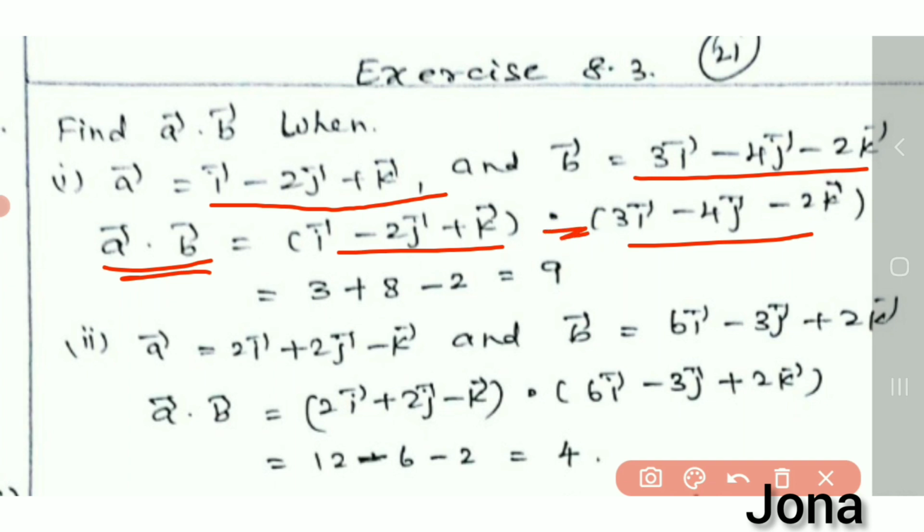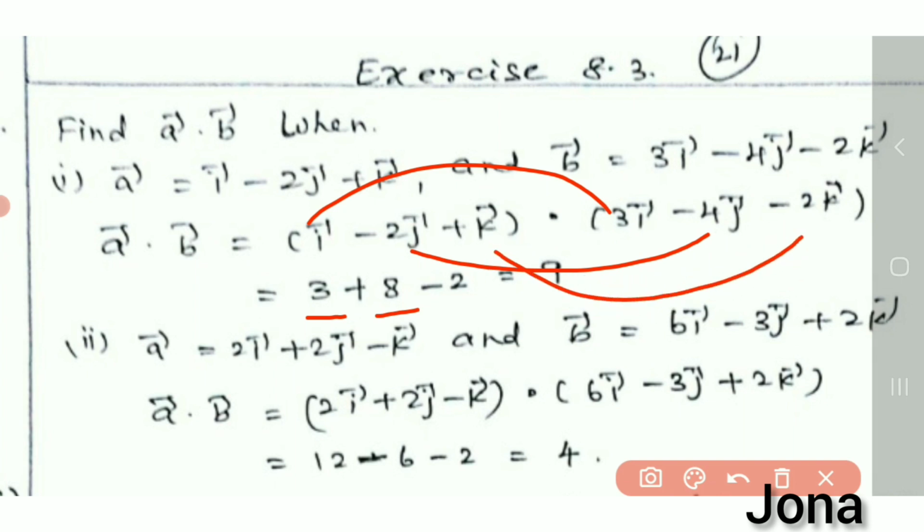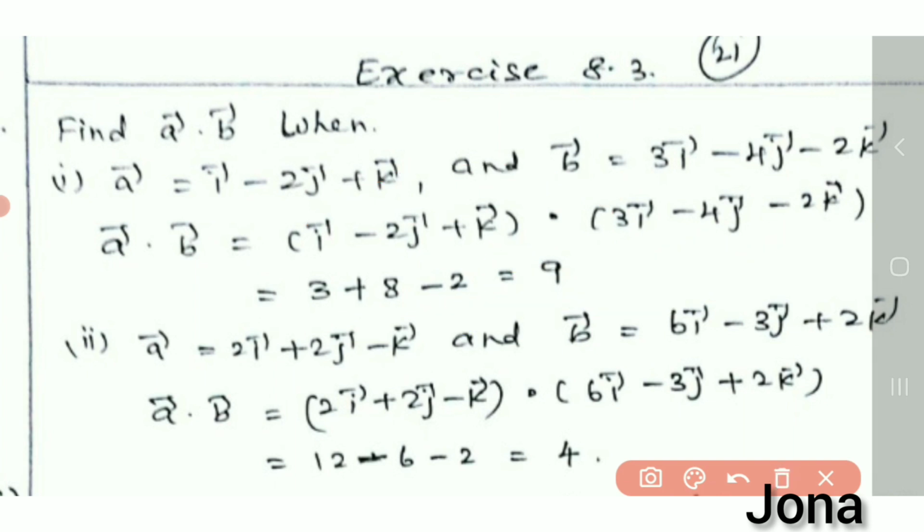In the dot product we have to multiply the corresponding components, that means the i, j and k. Here we multiply the coefficients: for i, 1 into 3, that is 3, and then minus 2 into minus 4, plus 8, and then 1 into minus 2, that is minus 2. If you simplify, 3 plus 8 is 11, minus 2, this is 9.